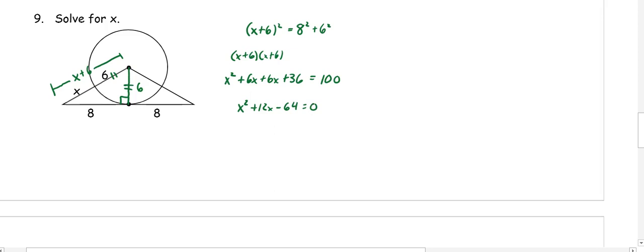So we need two numbers that multiply to negative 64 and add to 12. So we would have x plus 16 and x minus 4 equals 0. When we switch the signs, x would be negative 16 or x would be 4, and negative 16 won't work because we'd have a negative length.